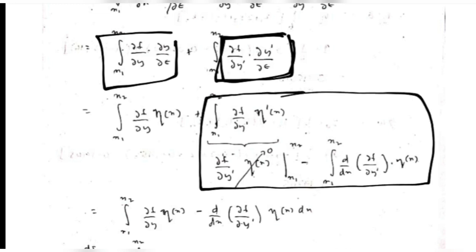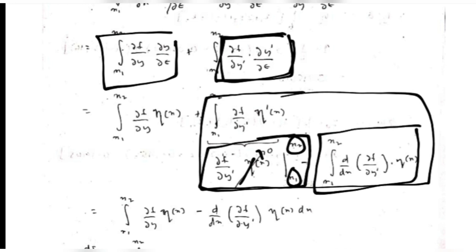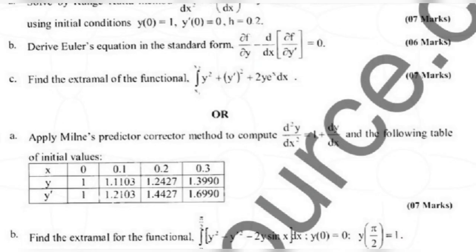In this case you will get eta of x as 0, because eta of x2 is equal to eta of x1. So when you apply the limits you will get 0 here, and you will be left with this term. Now in this term you have eta of x as common, and according to the standard formula this is equal to 0. Therefore what's inside the integral will be equal to 0, and this is the standard form of Euler's equation.